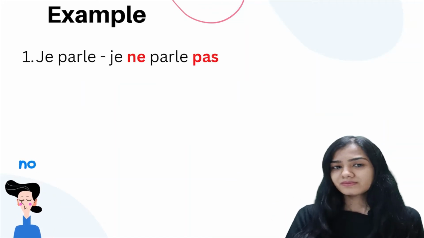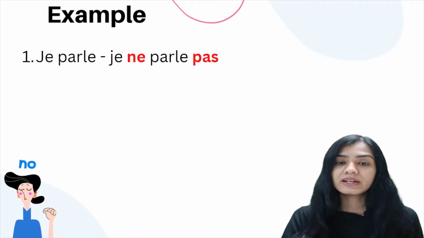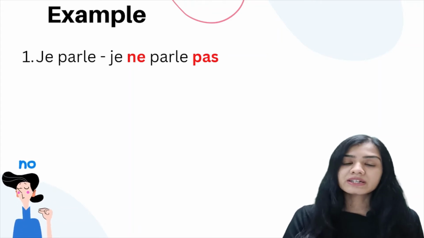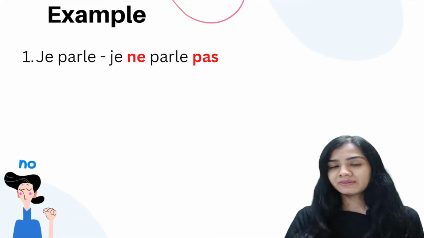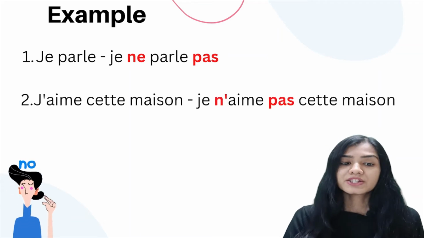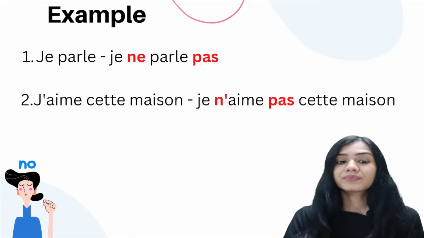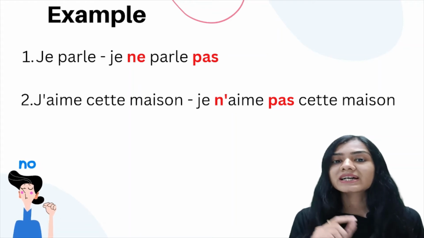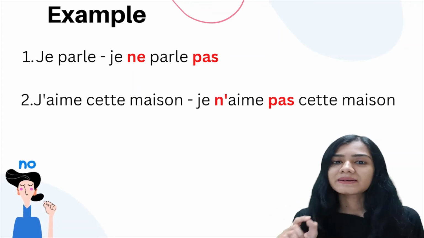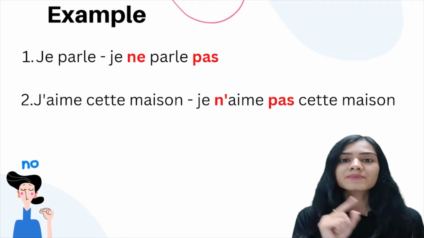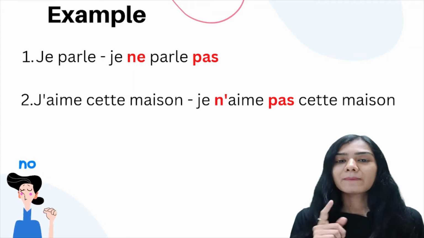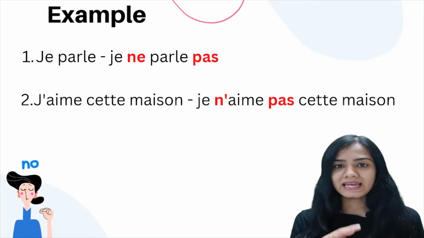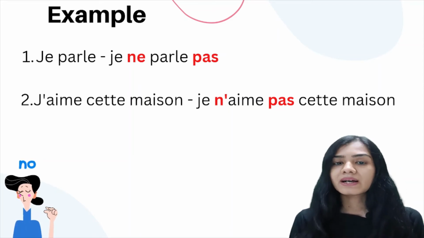Now, another example. Je parle, that is I am talking. So I am not talking will be Je ne parle pas. J'aime cette maison. I like this house. So I don't like this house will be Je n'aime pas cette maison. Over here, ne becomes n apostrophe. Why? Because our verb, aimer, to like, is starting with a vowel, a. So that's the reason why ne becomes n apostrophe.